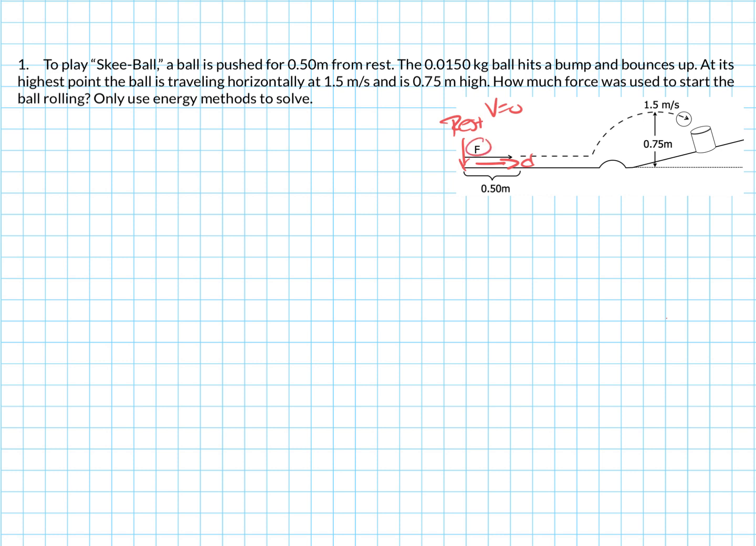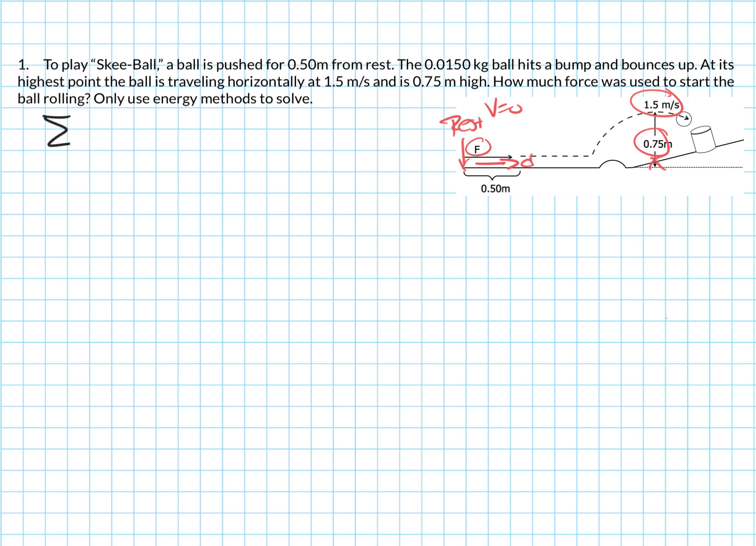When using energy methods, my force is going to add energy to the system, and I need my 2 locations to compare. One is going to be at the very beginning, where I know what the velocity is and the height. And then over here is the next place where I know the velocity and the height. So that'll be my next location that I'm going to compare.